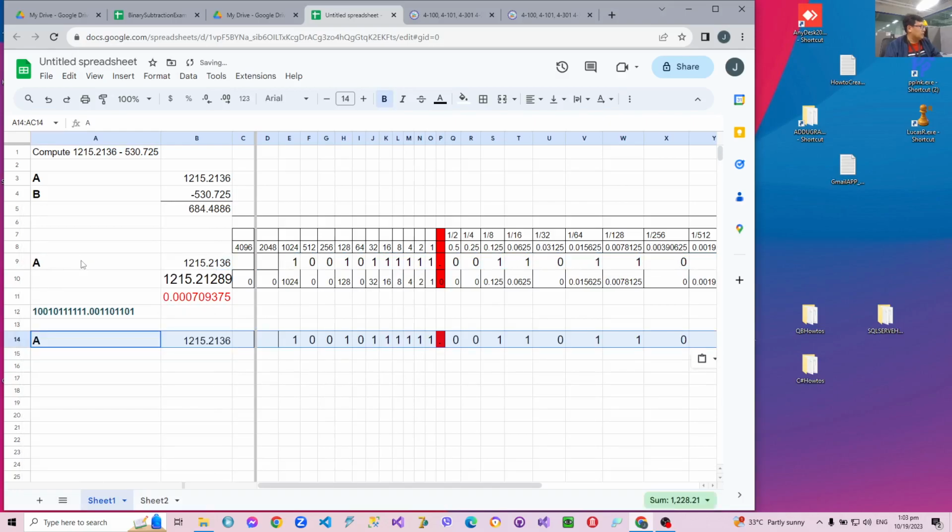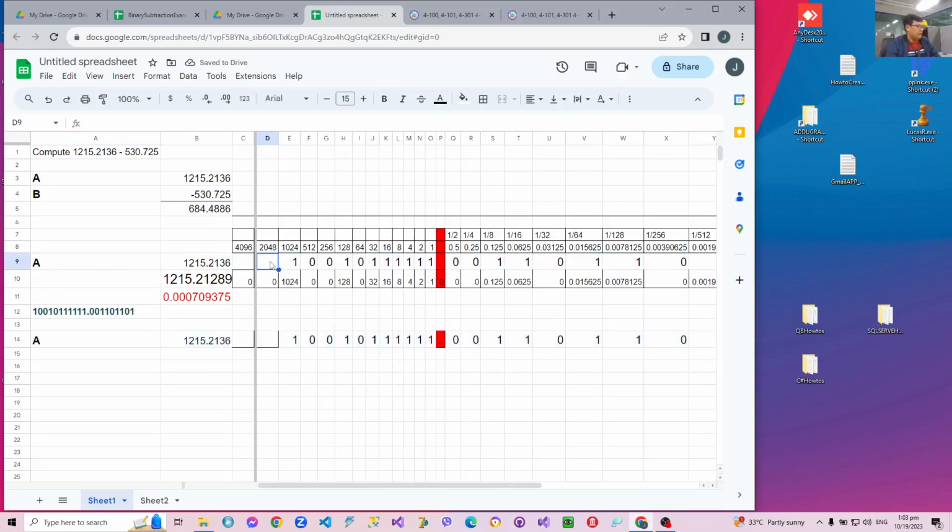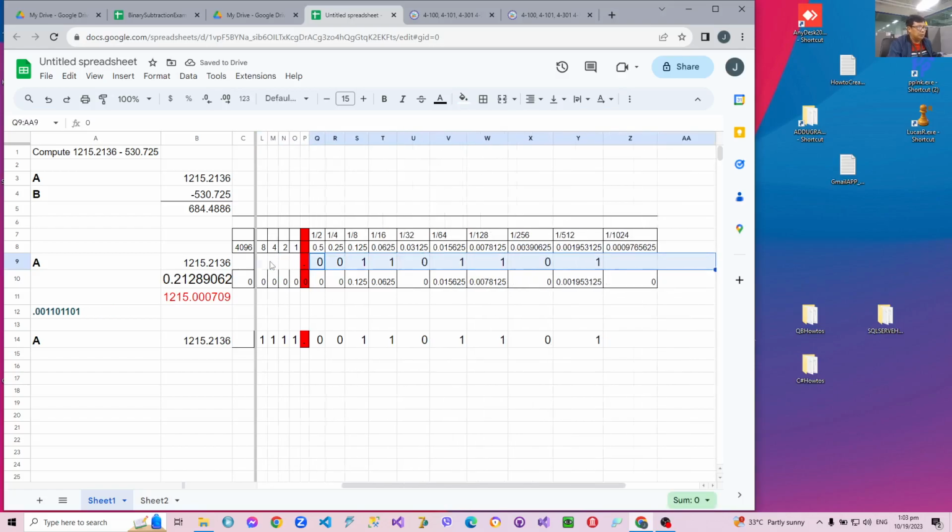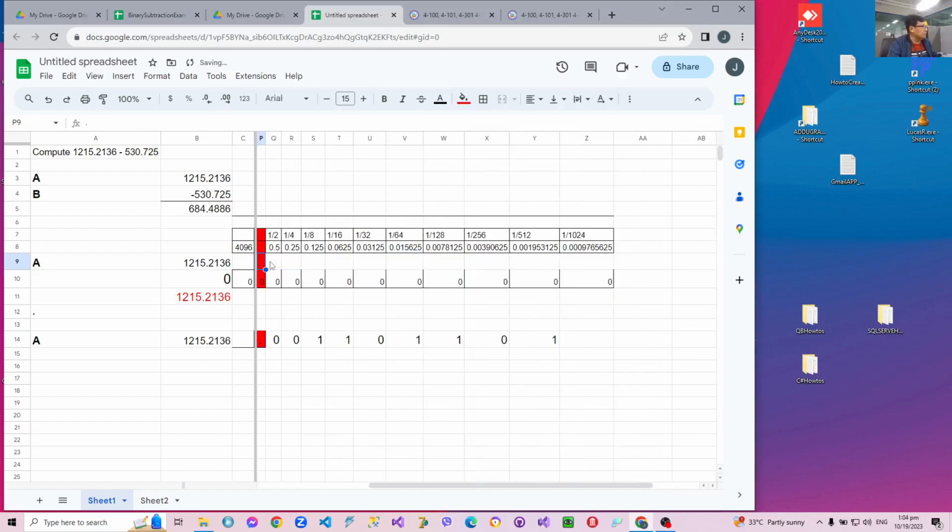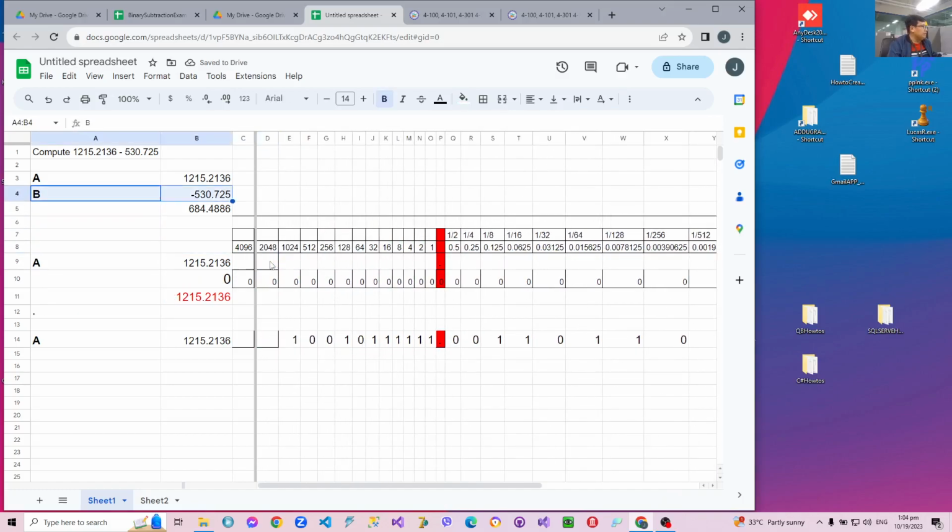Because the next thing to do is to convert B. Before we do that, we will erase our previous solution to make way for the new value. Let us just copy B and remove the negative sign. We are removing the negative sign because we are going to convert it to its complement anyway. Okay, let us now start the conversion.